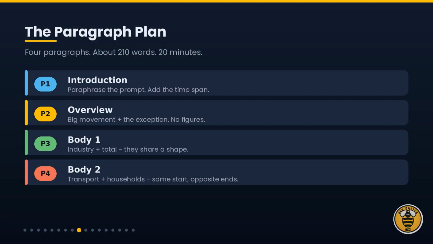Here is the plan. Paragraph 1. Paraphrase the task. Paragraph 2. The overview, with no data. Paragraph 3. Industry and the total, because they move together. Paragraph 4. Transport and households, because they start together and then diverge. 4 paragraphs, about 200 words, 20 minutes.